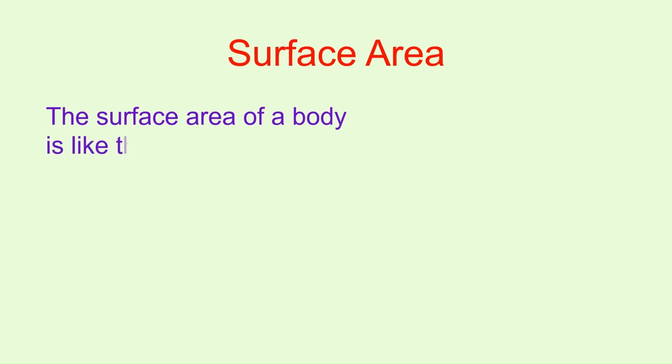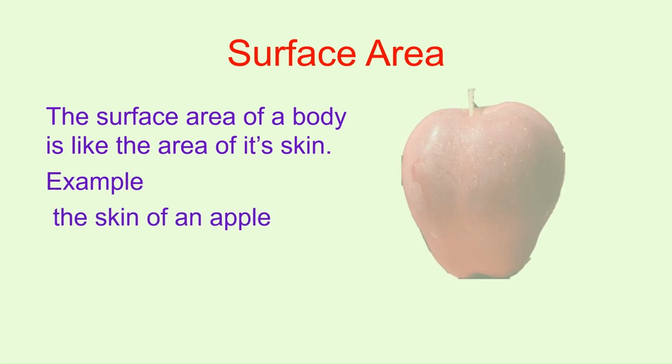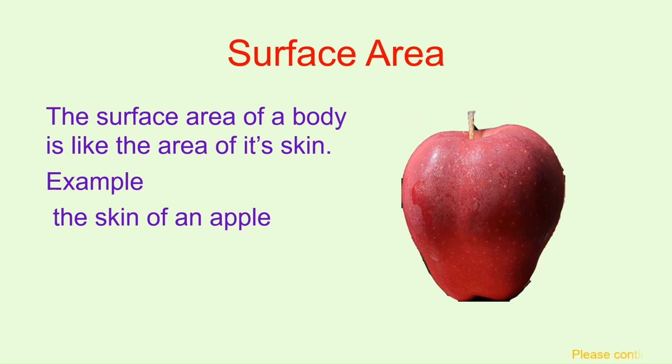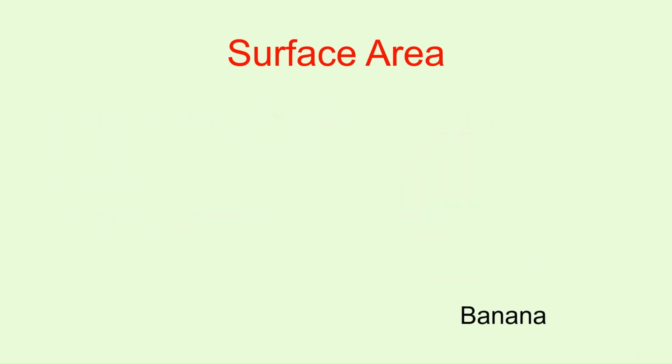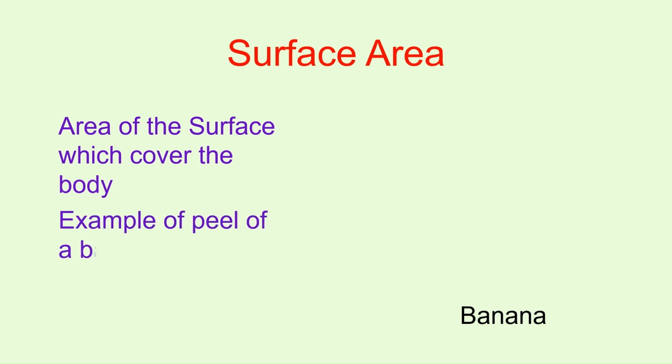Surface area. The surface area of a body is like the area of its skin. For example, the area of the skin of an apple. Area of the surface which covers the body. Example: the peel of a banana.